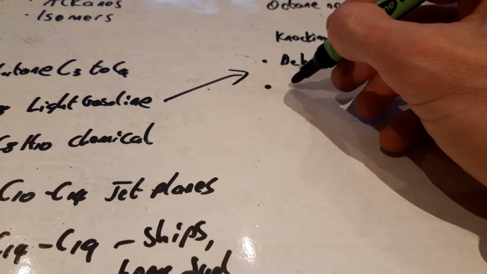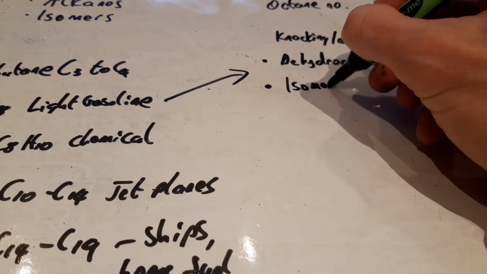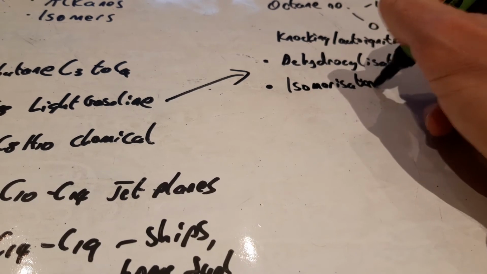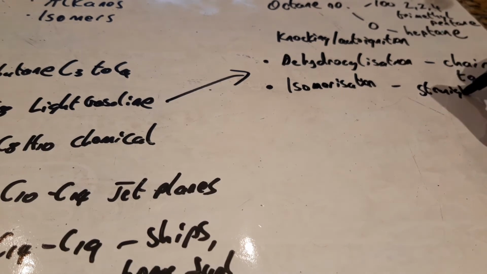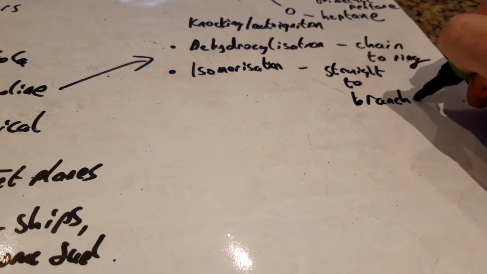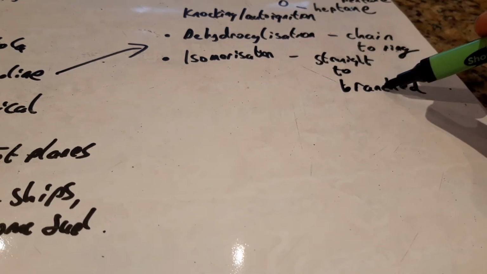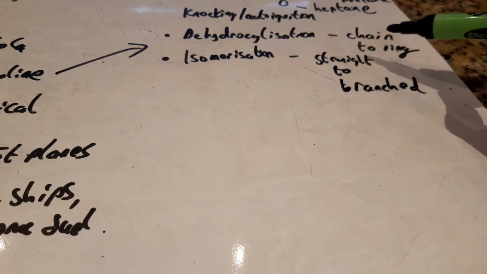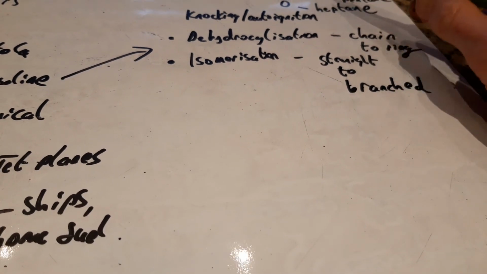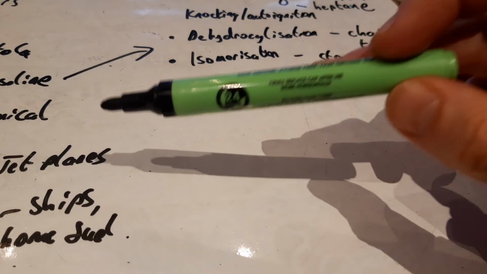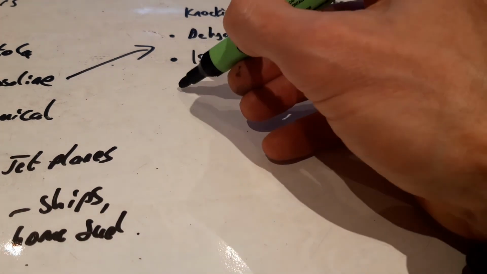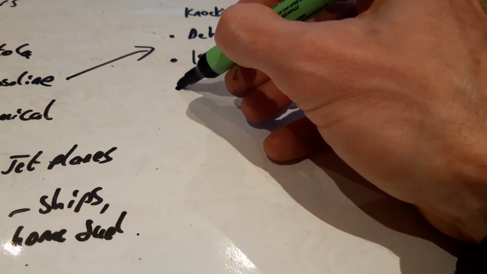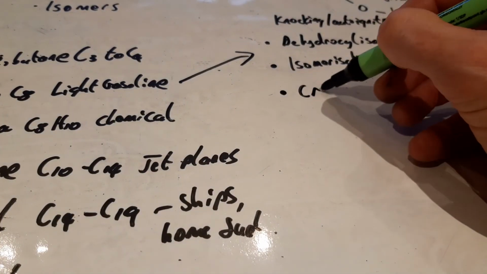The second process that happens is called isomerization. Isomerization happens when we turn a straight chain into a branched chain. Because it turns out that alkanes that are branched burn a lot better than alkanes that are straight. They'll burn a lot smoother, they'll have a higher octane number. So it makes sense to be able to turn some of these longer chains that don't burn as well into shorter chains. And the last process that we need to know about is called cracking.